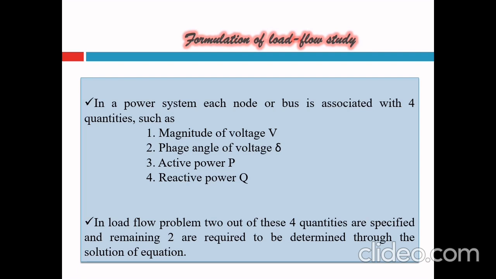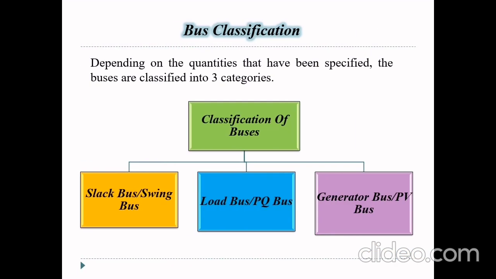And in the load flow problem, out of these 4, 2 are specified. That means 2 values out of 4 are known values, which are specified or given. Then the remaining 2 are to be obtained through the solution. So out of 4 quantities, 2 are specified, that is nothing but given data. Then the remaining 2 are to be solved using the load flow solution. And now, bus classification.